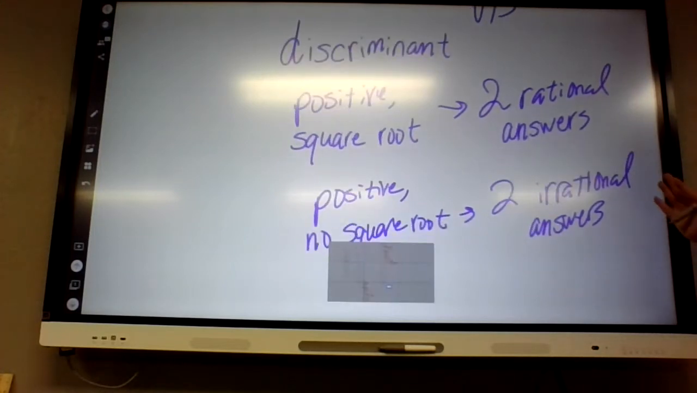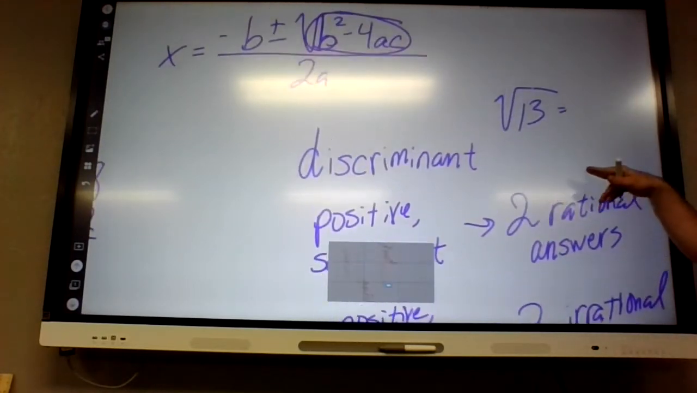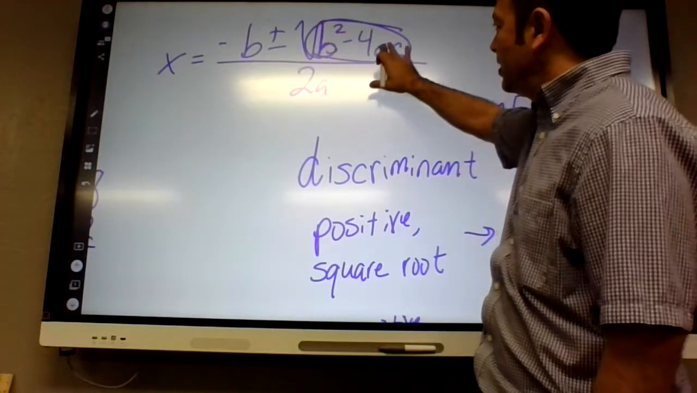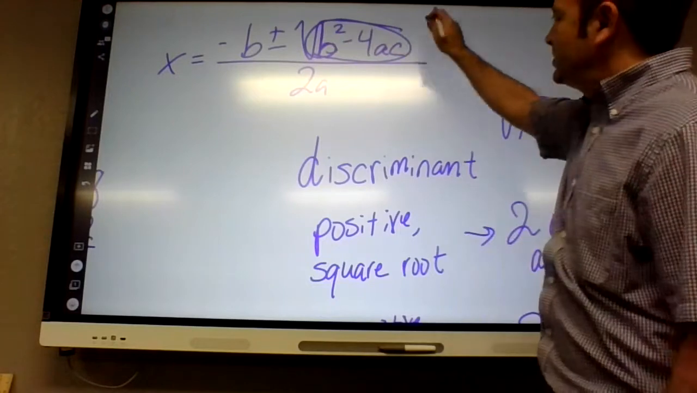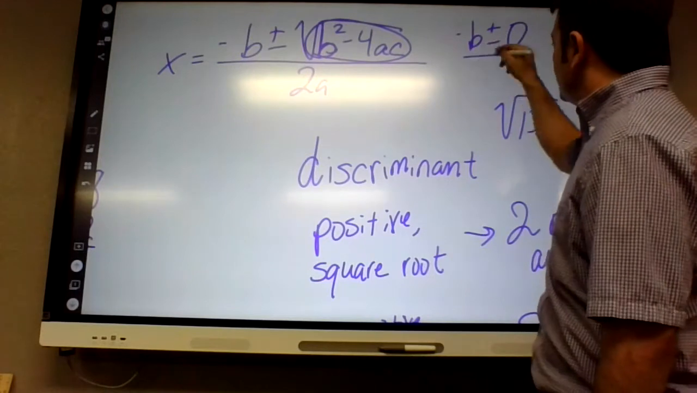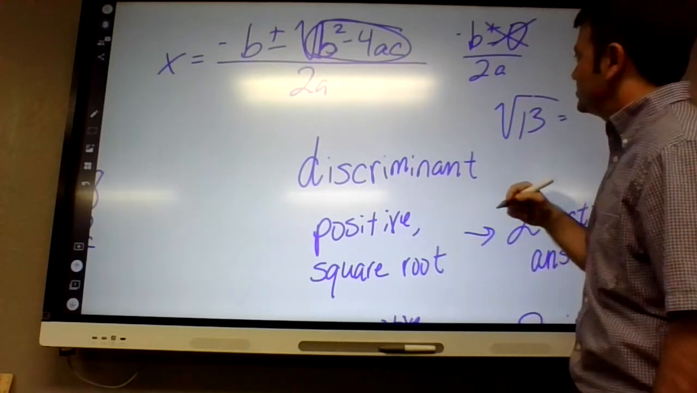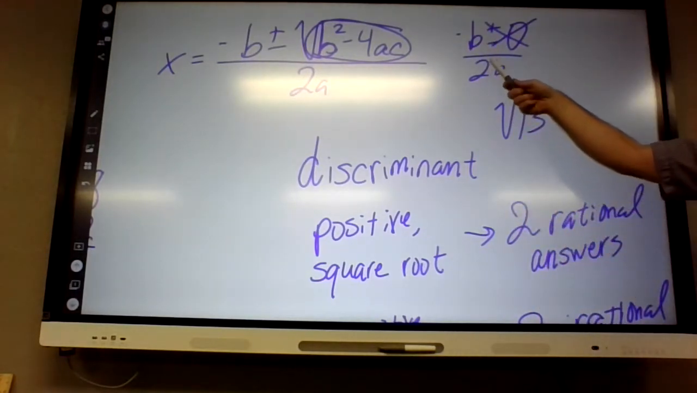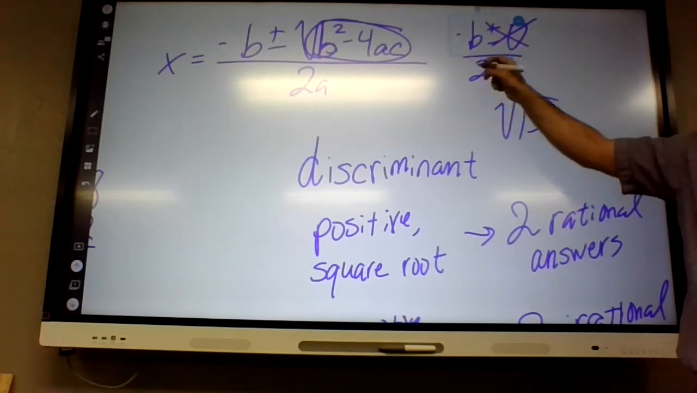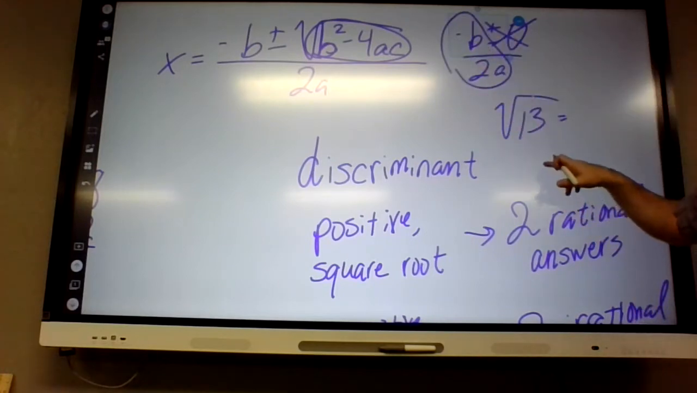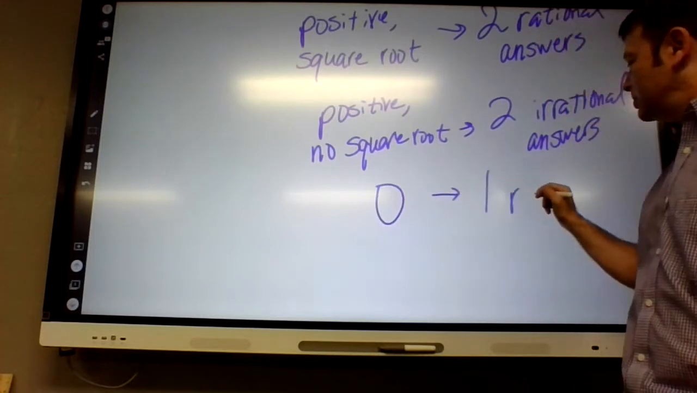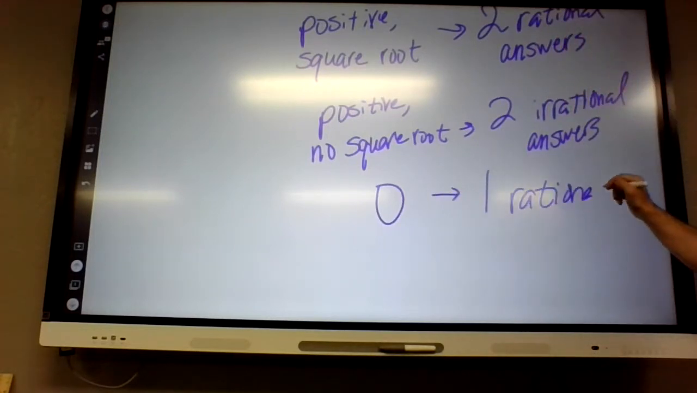Okay, the next one, I don't think it happened yesterday, but it's possible, and it will happen today. What if this just came out as 0? Well, you'd get negative b plus or minus 0 over 2a, and the plus or minus 0 is nothing, so it's just negative b over 2a. Because the plus or minus is gone, you'd only get one answer. So it would be one rational.